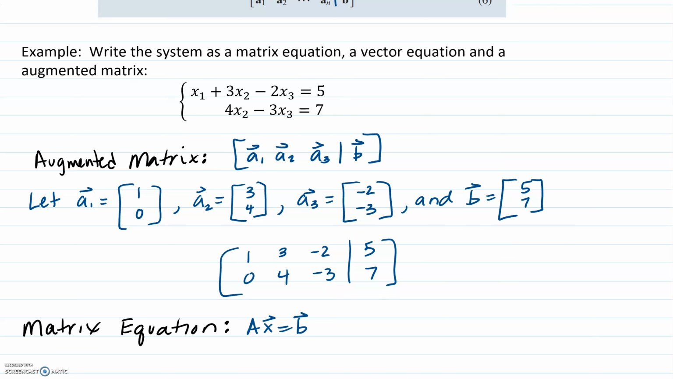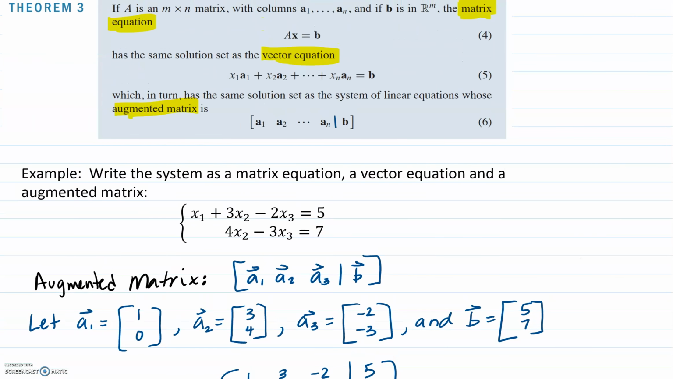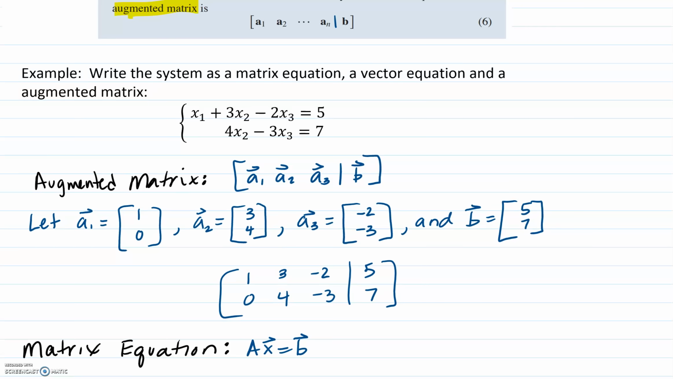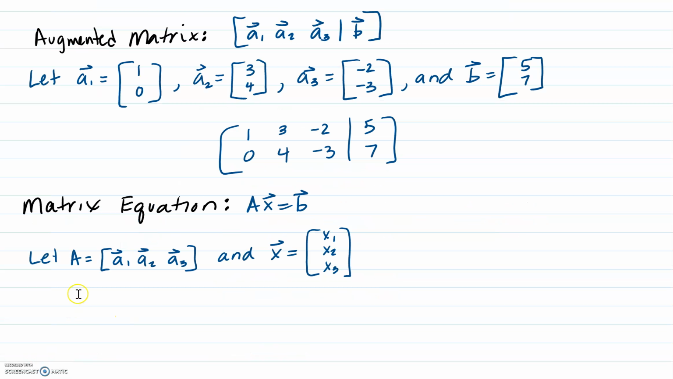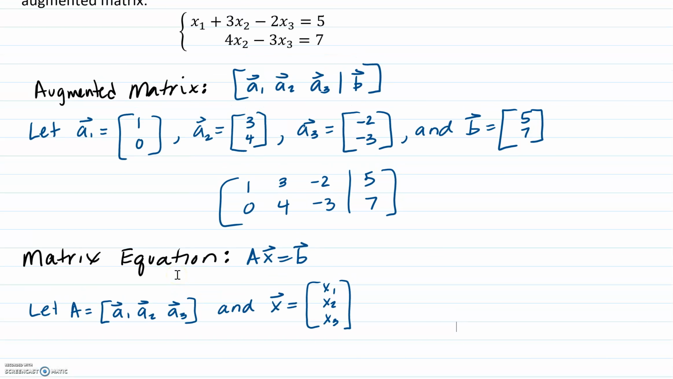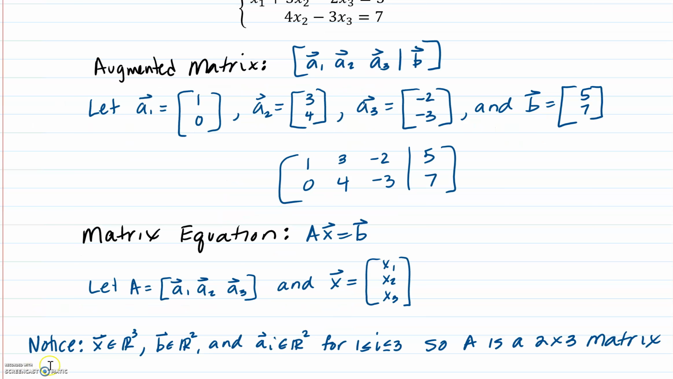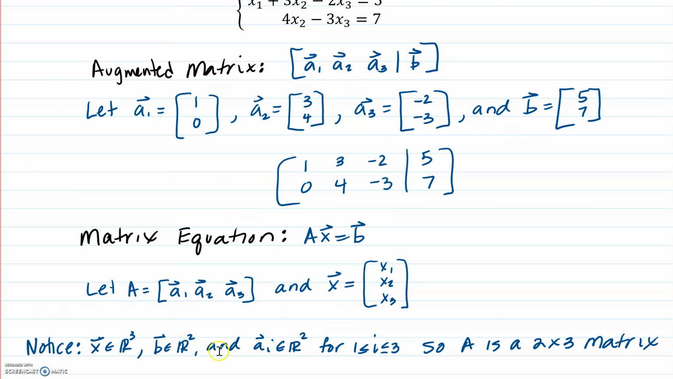Next, let's look at our matrix equation, AX equals B. Let's let A be A1, A2, and A3, and X be X1, X2, X3. You can see that X is in R3, B is in R2, and Ai is also in R2 for i going from 1 to 3. So A1, A2, and A3 are all in R2. So A has to be a 2 by 3 matrix. So let's look at that.